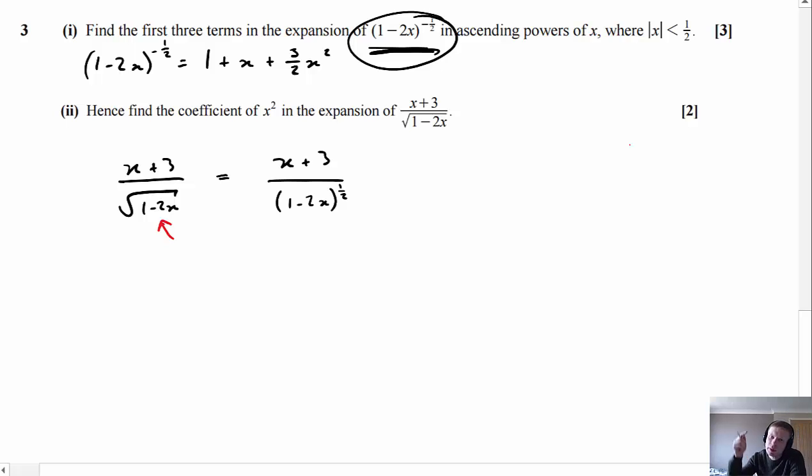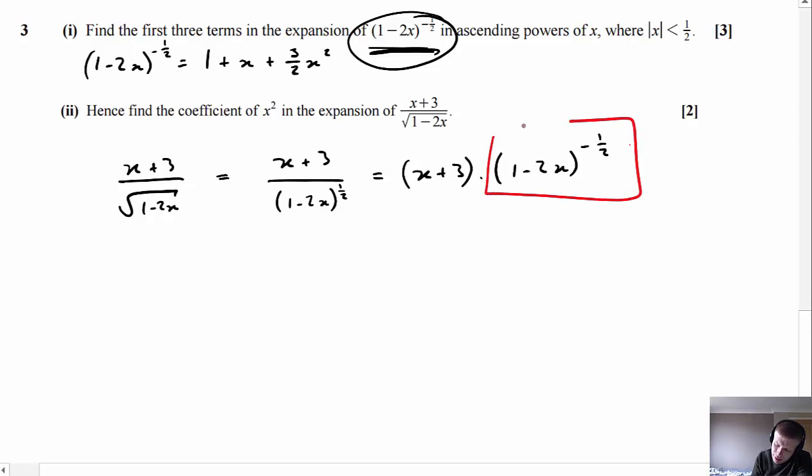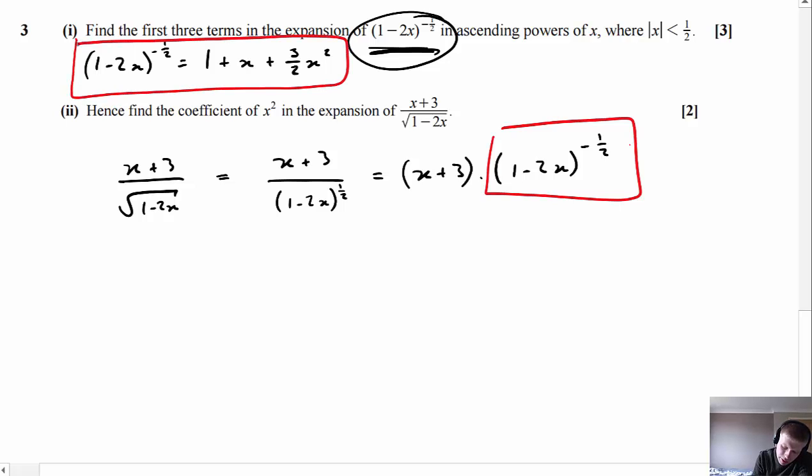Wait a minute, what do we get when we get fractions? Well, if you've got 1 over something, for example 1 over 2, I can write that as 2 to the power of negative 1. So why don't I just rewrite this? It's like cross the line, change the sign. I'm just going to rewrite this as x plus 3, and then I'm going to take my (1 minus 2x) to the power of a half on the denominator and bring it up onto the numerator by writing it as (1 minus 2x), not to the power of a half anymore, but to the power of negative a half. Hang on a minute, that is exactly the same as what I found up there.